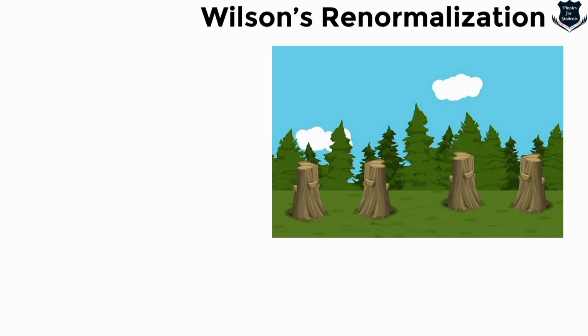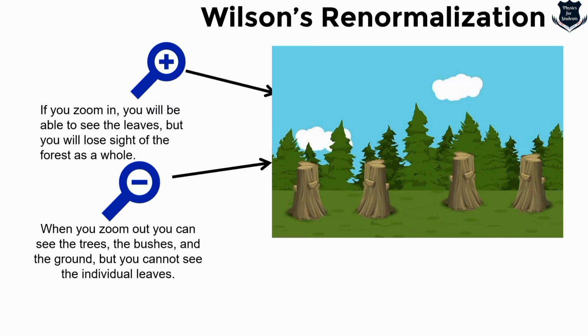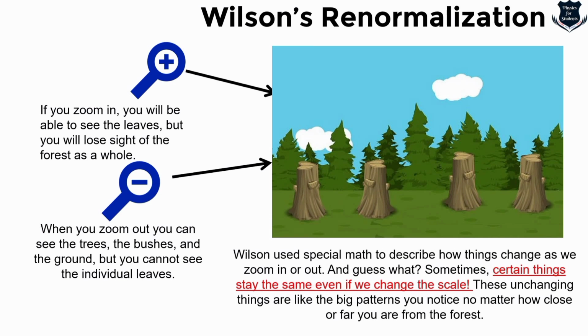So if this is a forest, and what I do is that when I zoom inside the forest, what I can find is that you will be able to see the leaves, but eventually you will lose sight of the forest as a whole, obviously, when I'm zooming in. But when I'm zooming out, then we can see the tree, the bushes, the ground, I mean to say the individual leaves and everything, because we are getting more of a holistic picture. So this is what actually Wilson does.